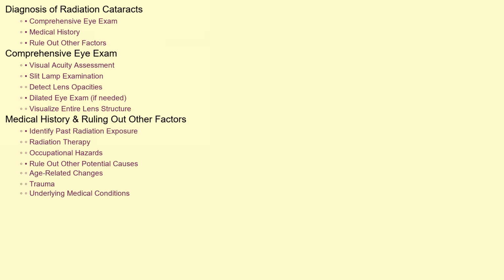Diagnosis of radiation cataracts involves a comprehensive eye examination by an ophthalmologist. This includes assessing visual acuity, examining the lens using a slit lamp microscope to detect opacities, and potentially performing dilated eye exams to better visualize the entire lens structure. A thorough medical history is essential to identify any past radiation exposure, including radiation therapy or occupational hazards. While the appearance of the cataract may suggest radiation as a cause, it's crucial to rule out other potential factors, such as age-related changes, trauma, or underlying medical conditions.